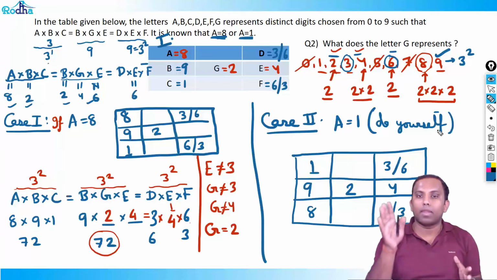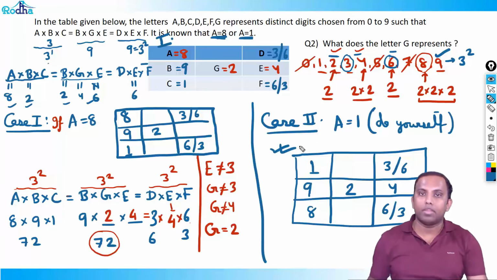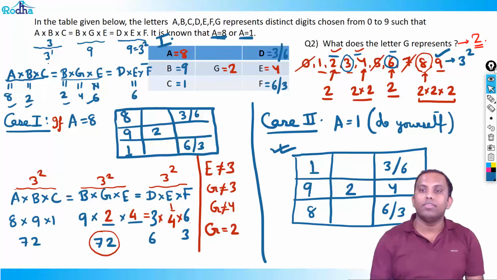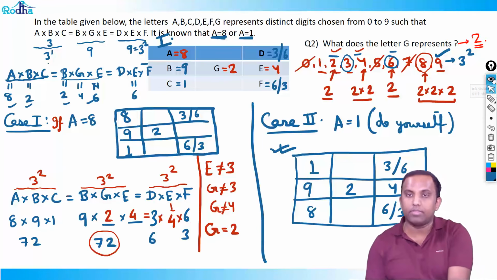All this concept applies for when A equal to 1. Put all those hit and trials. If you get this box, you'll feel very confident, right? You'll feel very happy, and all my efforts will be fruitful. Now, we'll see. So what is the answer? What does the letter G represent? G represents 2. 2 is the answer for the second question. Now you can do the third and fourth easily.